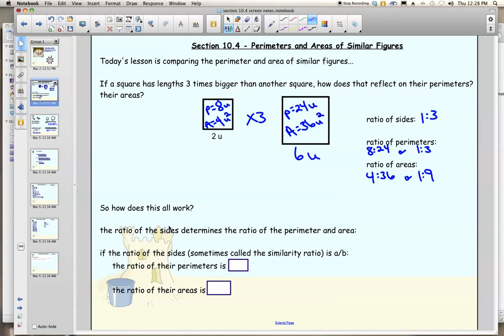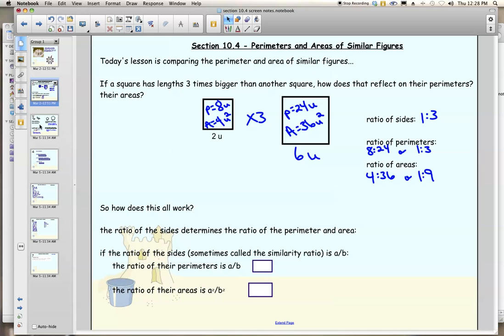So how does this all go together in a general basis? When you determine the ratio of their sides, that will determine the ratio of their perimeters and areas. If the ratio of their sides, for example, is A to B, then the ratio of their perimeters will also be A to B. And to get the ratio of their areas, you would have to square A and square B. So the ratio of their areas is A squared to B squared.